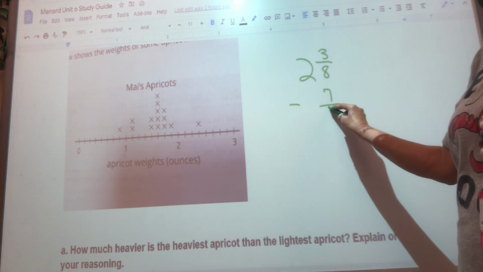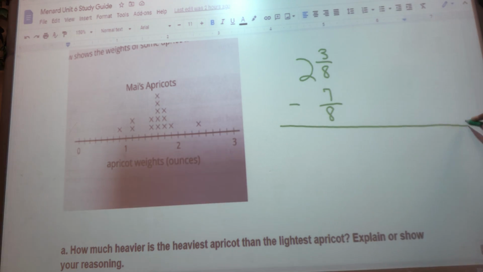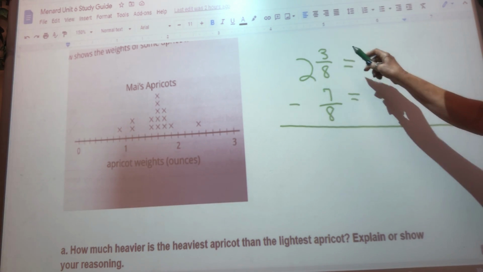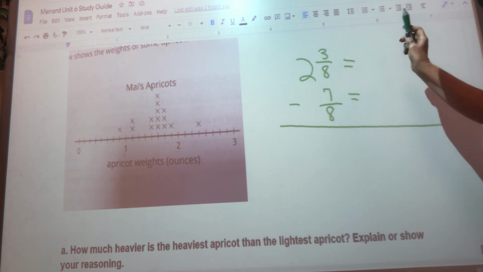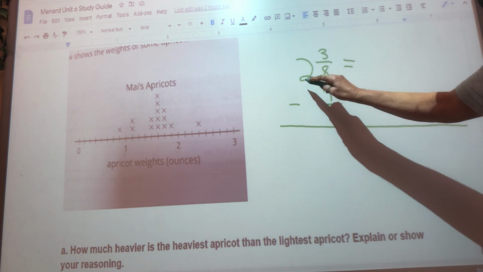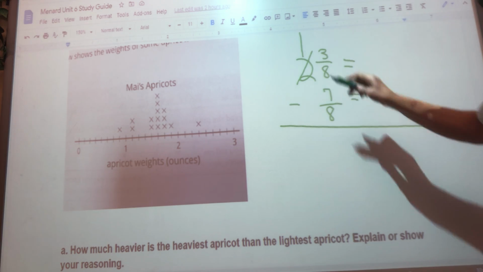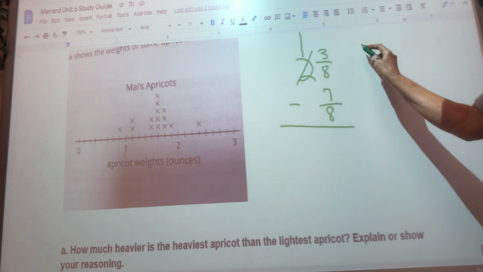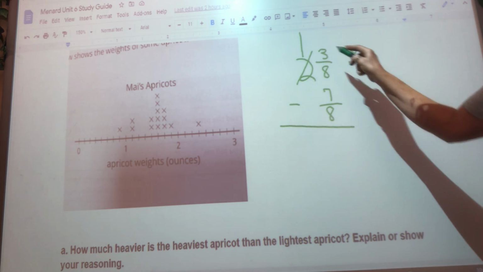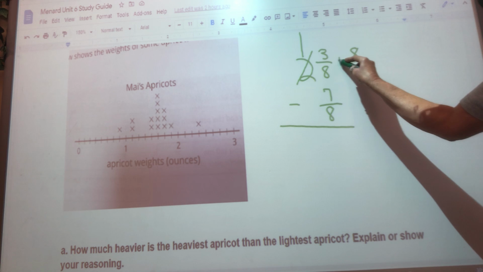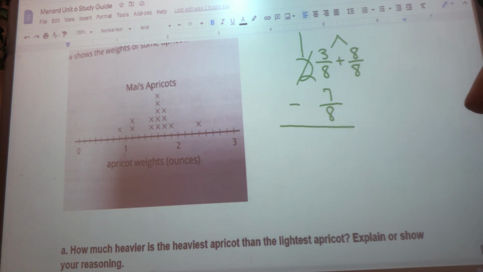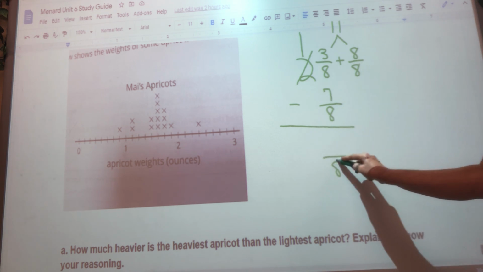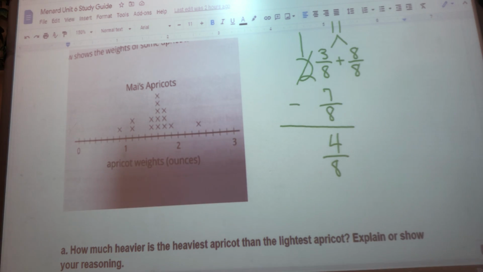If we're saying the difference or how much heavier, I don't really need these, do I? Already got common denominators, but I can't take 7 from 3, so I have to borrow a whole one. So how many 8s did I borrow? 8/8. If I borrowed a whole one, I borrowed 8/8. So how many 8s do I have now? 11 minus 7. 4.